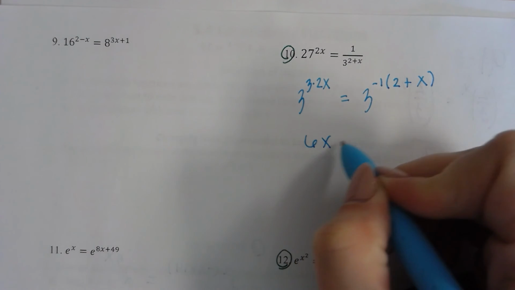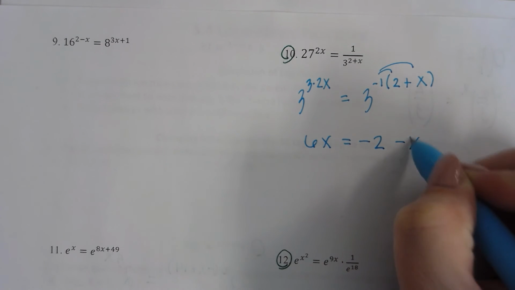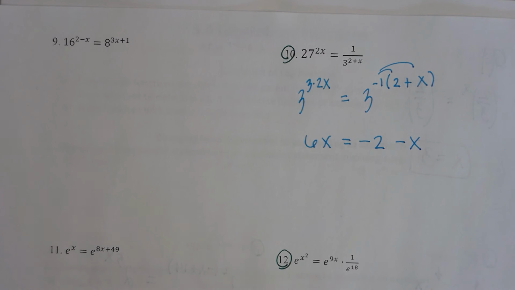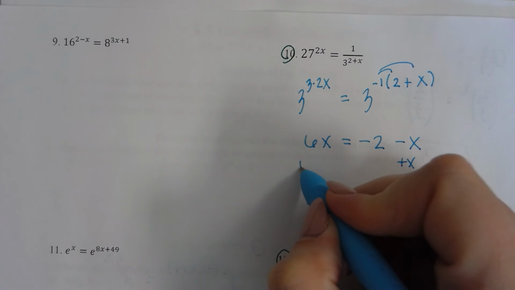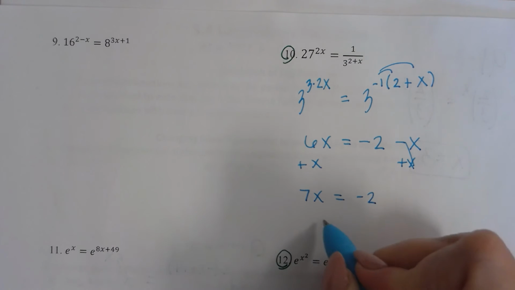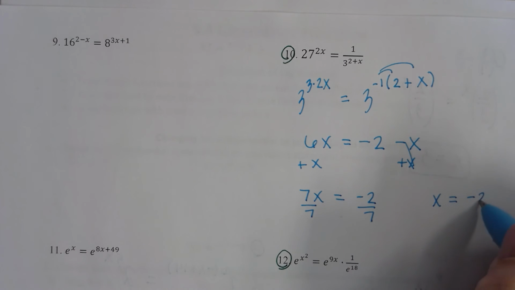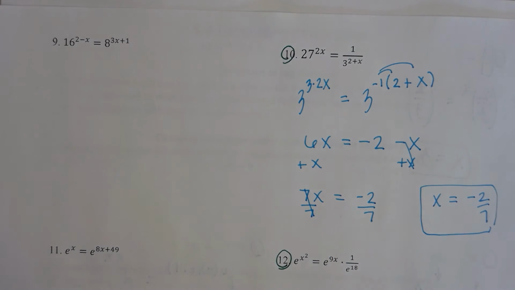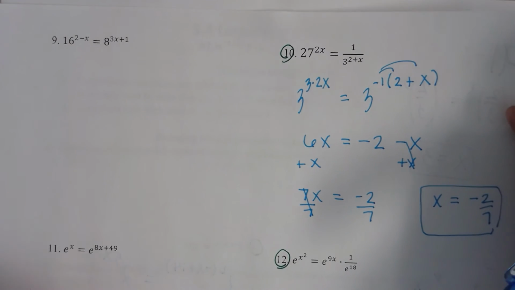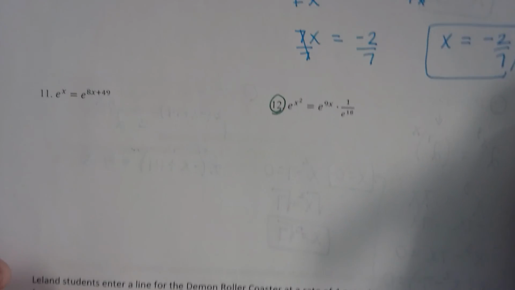So 6x equals, distribute in, negative 2 minus x. Use your algebra to solve. Add the x over. Divide by 7. X equals negative 2/7. One last problem, and then I want you to go back and try 9 and 11, and check your answers.